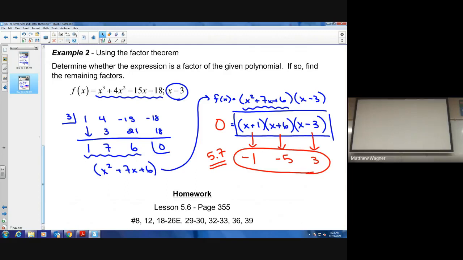So today is just using synthetic substitution to evaluate, and using synthetic substitution to help us factor, which is eventually going to lead into solving with sections 5.7 and 5.8. Just remember with synthetic substitution, you guys, your remainder is the value of the function at that number. So at 3, my remainder is 0. That means the coordinate 3, 0 is a point on my graph.